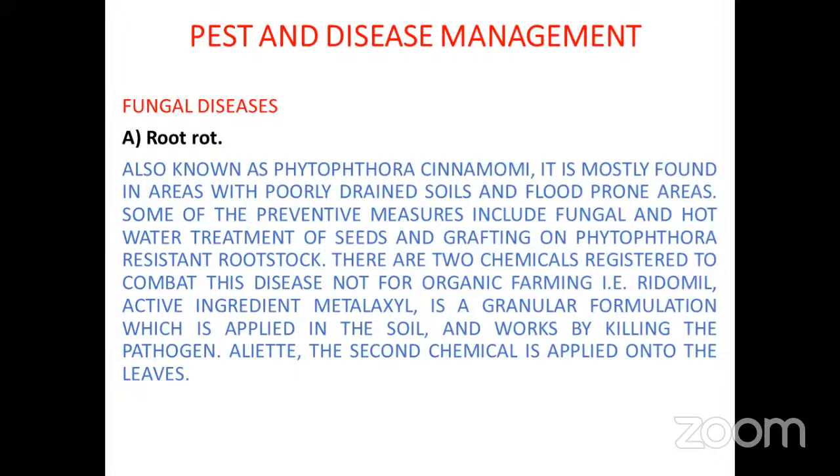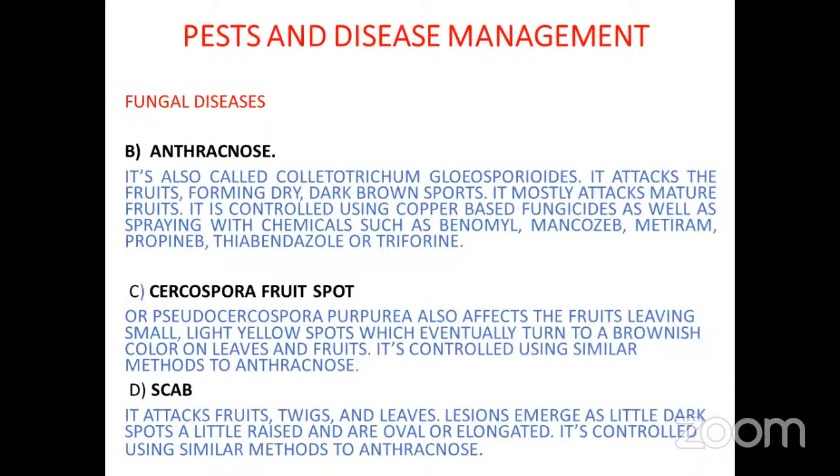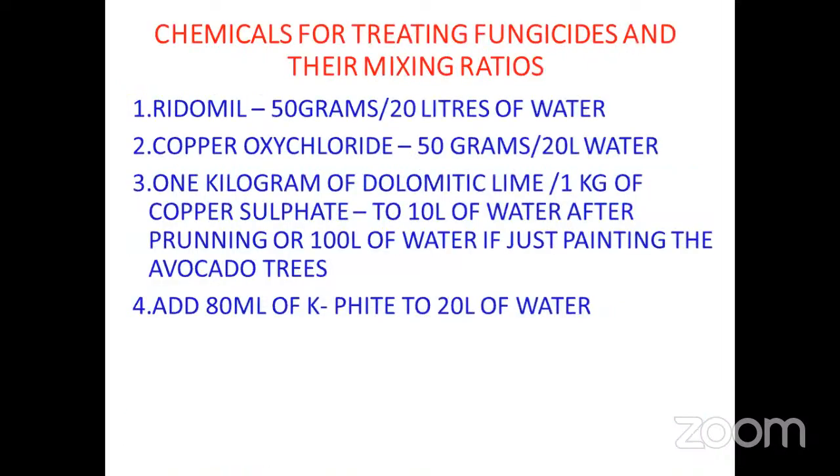Those are the other fungal diseases that we need to pay attention to. And here I've listed some chemicals that you can use to deal with the fungal Rhizoctonia, and the amount you can use is 50 grams in 20 liters of water. This you can use both for soil conditioning and also on the plants.